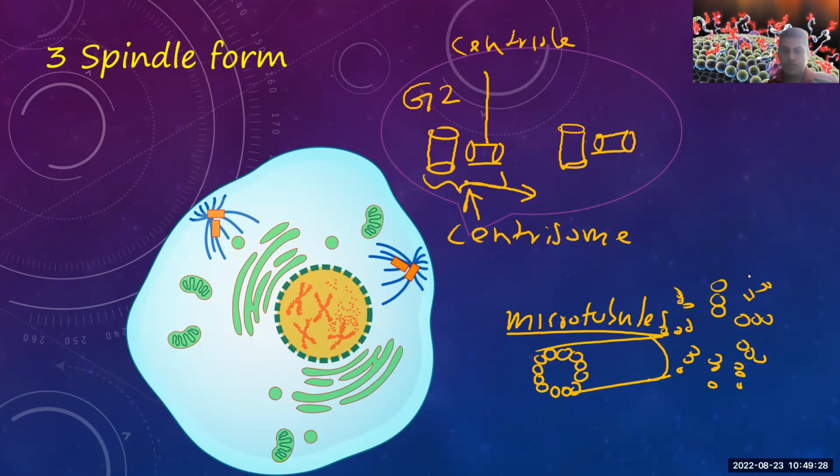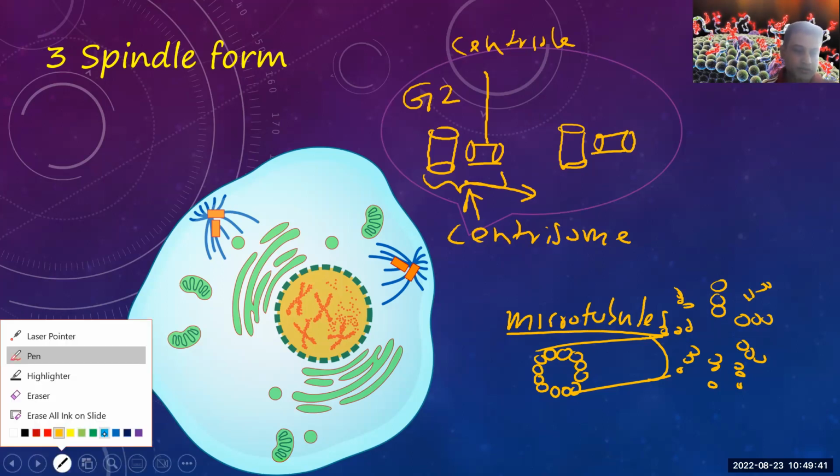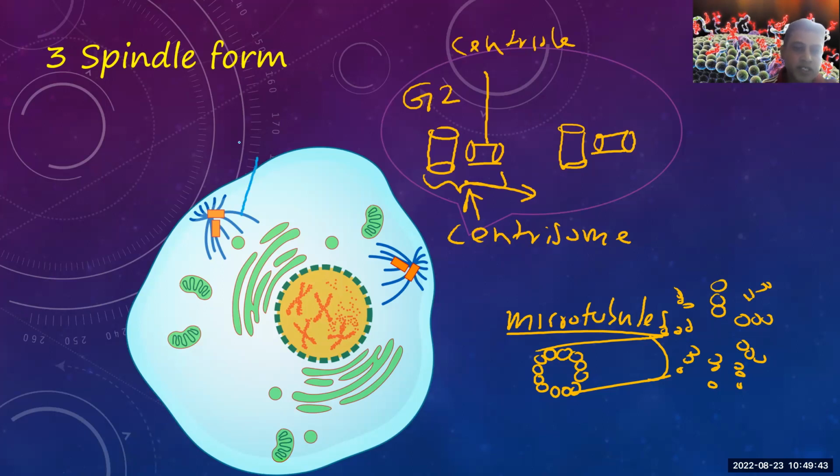If the microtubules are extended, getting longer, we call them spindle. So we call it spindle now. The name is given here, spindle. Spindle is the long extended form of microtubules.